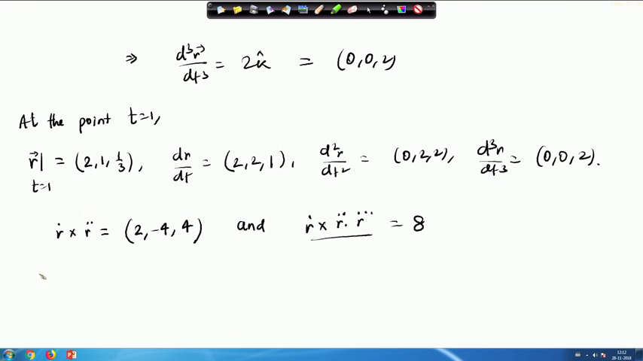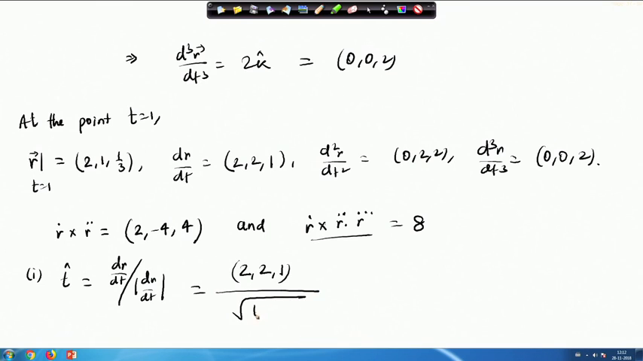So, now our unit tangent vector. The first thing that we will calculate is the unit tangent vector, which is T cap, and T cap is nothing but dr/dt divided by the modulus of dr/dt. So, dr/dt is (2, 2, 1) divided by the modulus of dr/dt, which is the square root of 4 plus 4 plus 1. So, this is ultimately 1 by 3 times (2, 2, 1). So, that is the unit tangent vector.